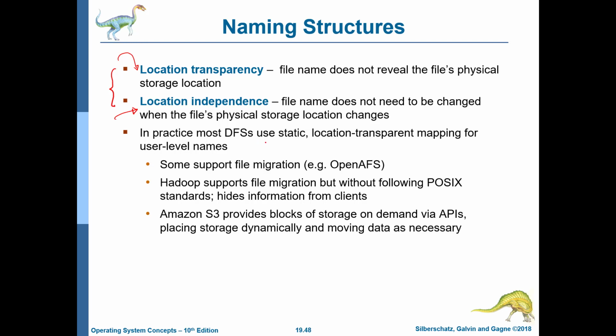So, most such file systems use a static location transparent mapping for user level names. In the sense, they create a virtual file system over a large number of physical machines, where this is the path of a file, regardless of where it is stored. So the internal software layer's job is to locate the physical file from the path. There is no support for file migration among the sites. We don't get to see that.